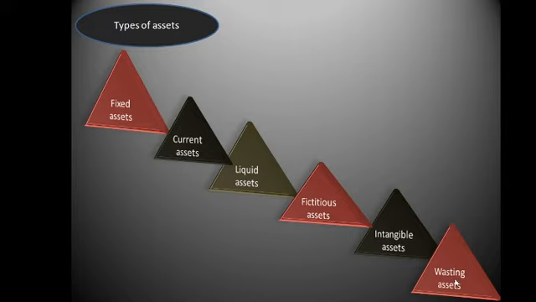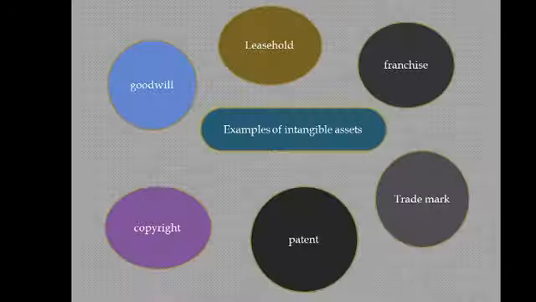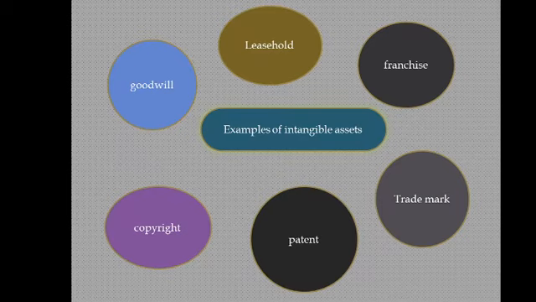Wasting assets are natural resources like standing timber, mineral deposit, and oil that are physically consumed. Do you understand? All these things are examples of wasting assets. The mineral resources, they are wasted. They can physically be consumed. All right, let's go over to the examples of intangible assets.